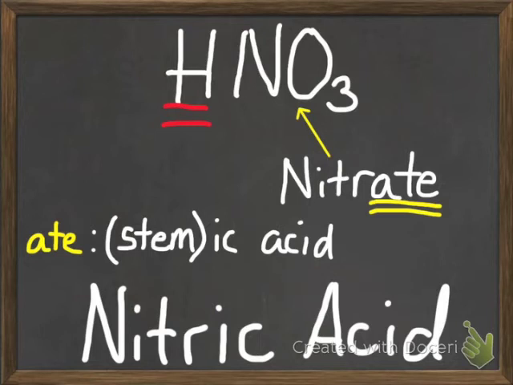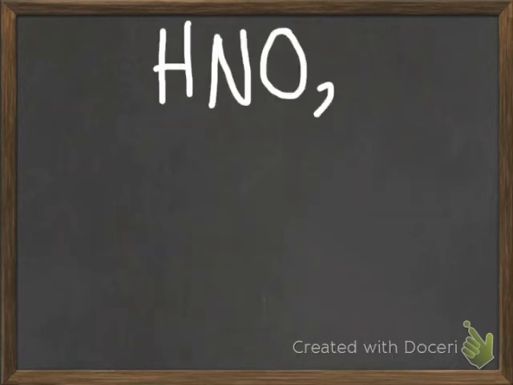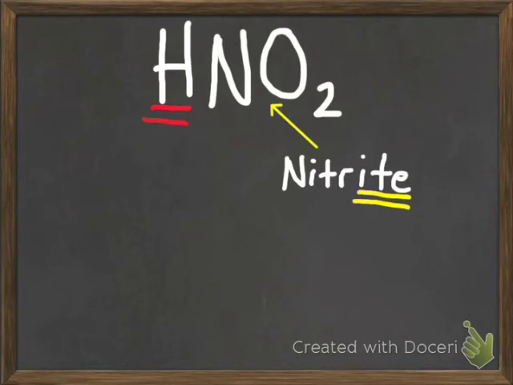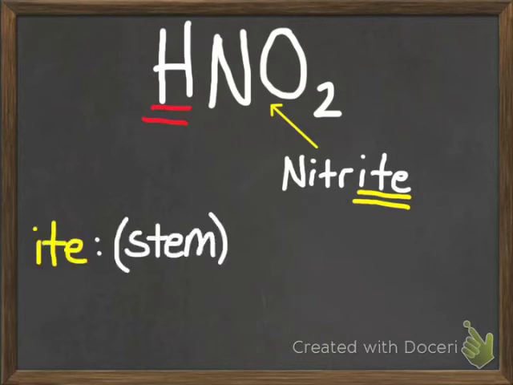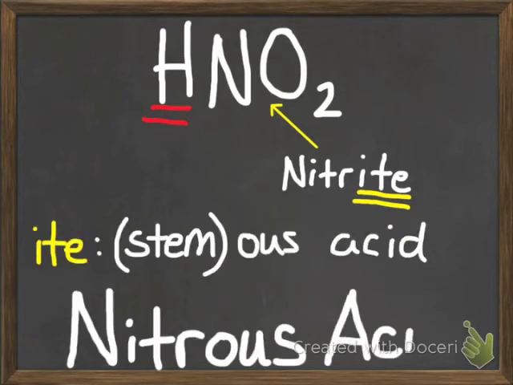Okay, so let's look at one more, one that would end with the ITE ending. Here we have HNO2. It has an H in front, so we're going to name it as an acid. This looks very similar to the last one, to nitric acid, but this one has one less oxygen. So we would name this nitrite. We're going to name this acid a little bit differently. Because nitrite ends in ITE, we name it with the stem, and instead of the ic, we're going to name it with an OUS. So this would actually be called nitrous acid.